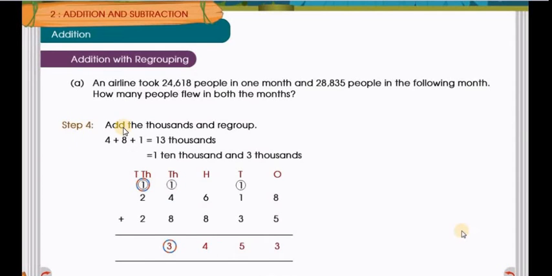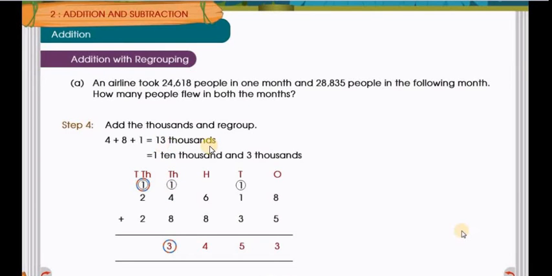So step 4, add the thousands and regroup. Now we have to add thousands. 4 plus 8 is how much? 12. 12 plus 1 is 13. 4 plus 8 plus 1 is 13 thousands. It is in the thousands place.